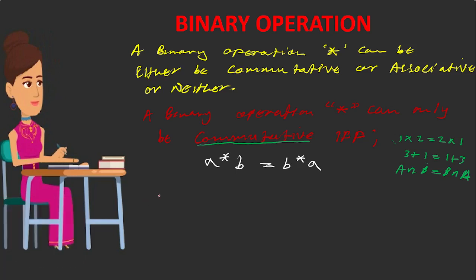With this information in mind, we can also talk about the issue of associativeness. So one thing we need to understand is that a binary operation, which is normally denoted by a star, can only be associative if and only if it obeys what I'm about to write. So a binary operation can only be associative if, let's say, A star B star C is simply equal to A star open bracket B star C.